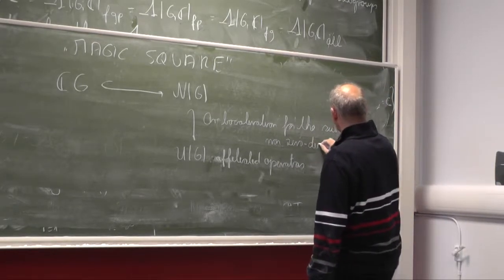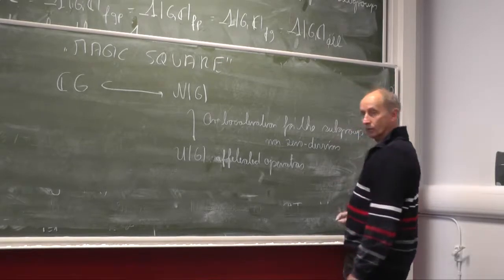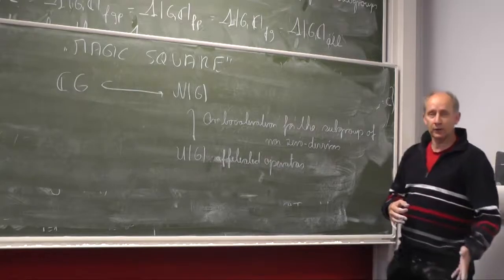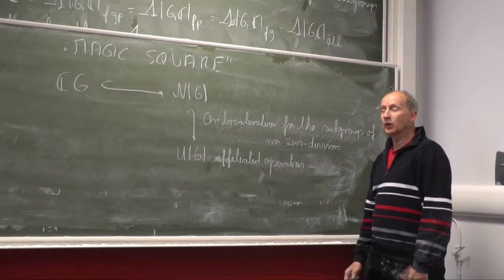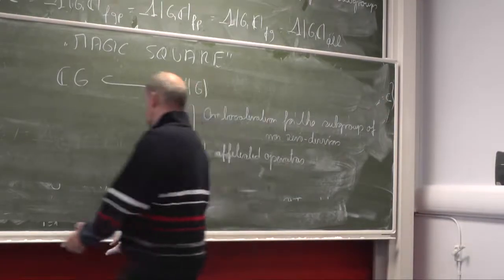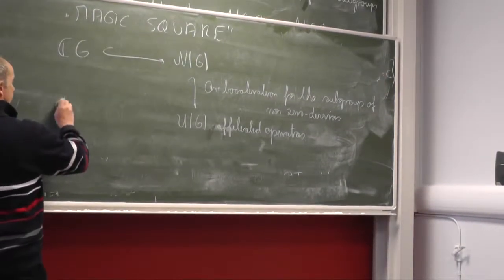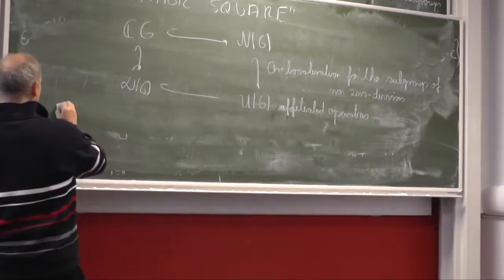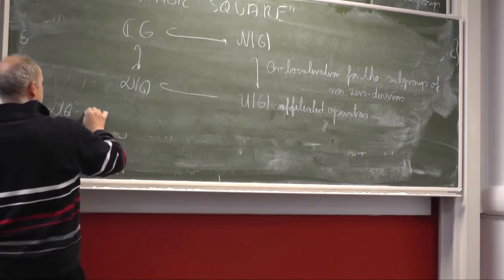So maybe we should remind people what the Ore localization is. It's a way of going to a quotient field in non-commutative situations. They're just fractions. So now there's a third one called DG. And DG is a so-called rational closure.